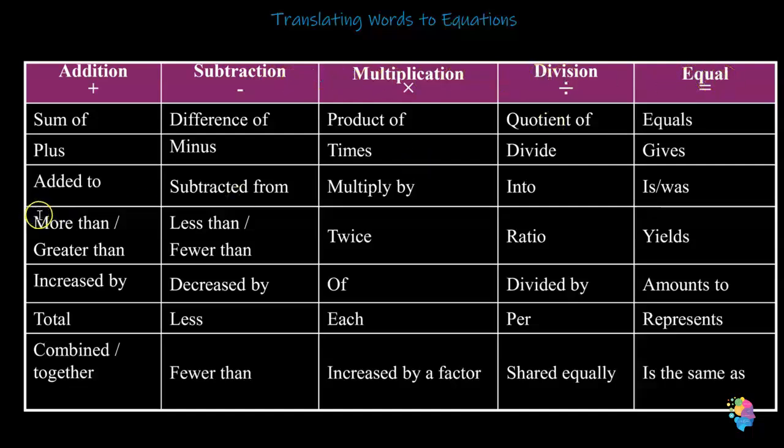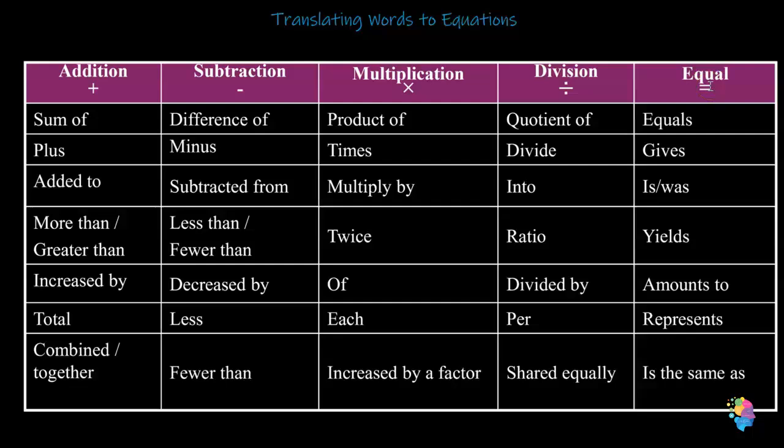For example, when you see the word total, that means that we need to add. If you see the words the difference of, that means subtraction. Whenever you see words like twice, that means to multiply by 2. Here's another. When you see the quotient of, they're asking us to divide. And of course, equals, gives, is, and was will translate into the equal sign.